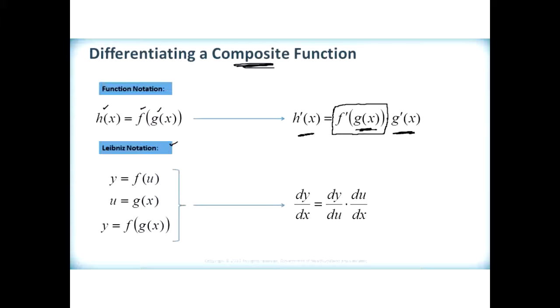Using the Leibniz notation, we think of y as being a function of u, where u itself is a function of some other variable, x. So it's based on what we have up here. We're going to say that y equals f of u, and u equals g of x, so then y is f of g of x, which is the same thing as our h of x up there. By Leibniz notation, if I wanted to find dy over dx, or the derivative of my outermost function with respect to my innermost variable, I'd have to differentiate y with respect to u first, and then multiply by the derivative of u with respect to x.